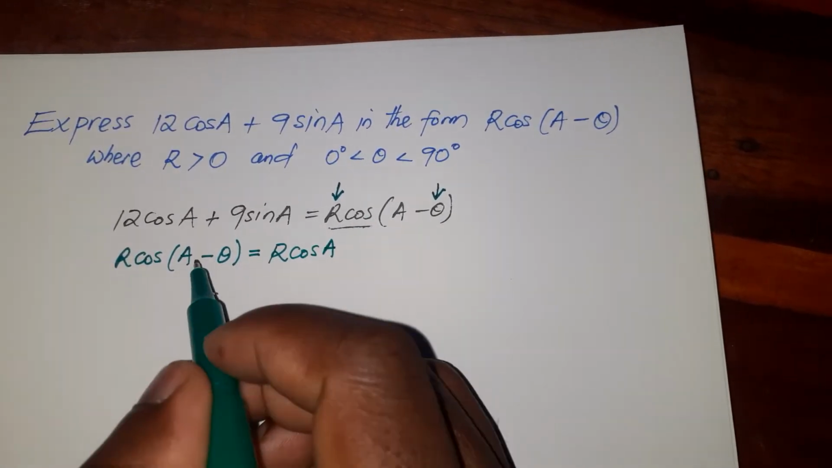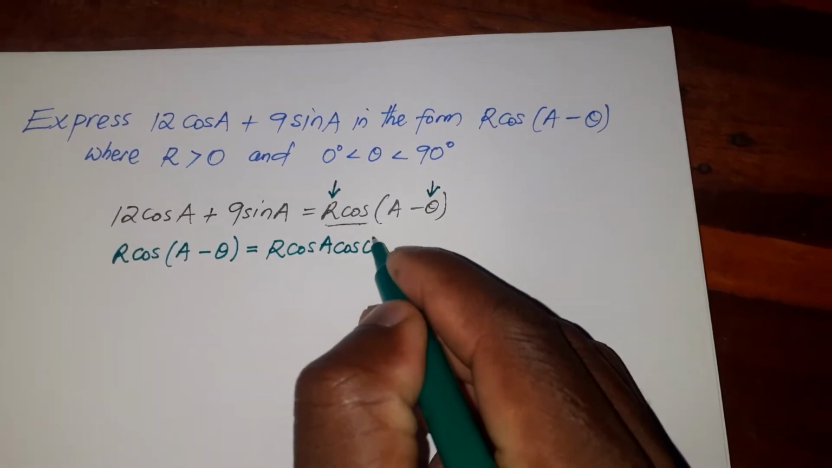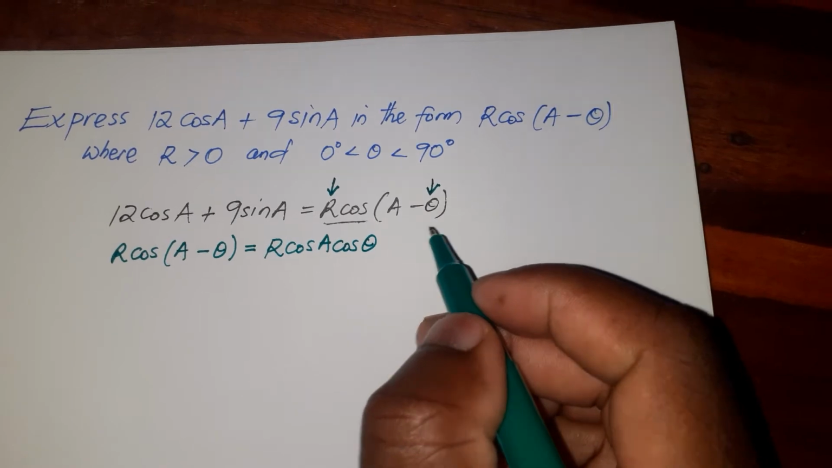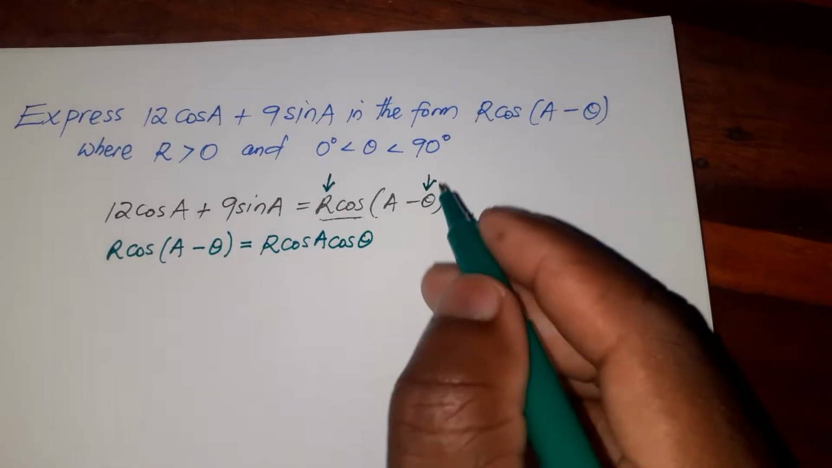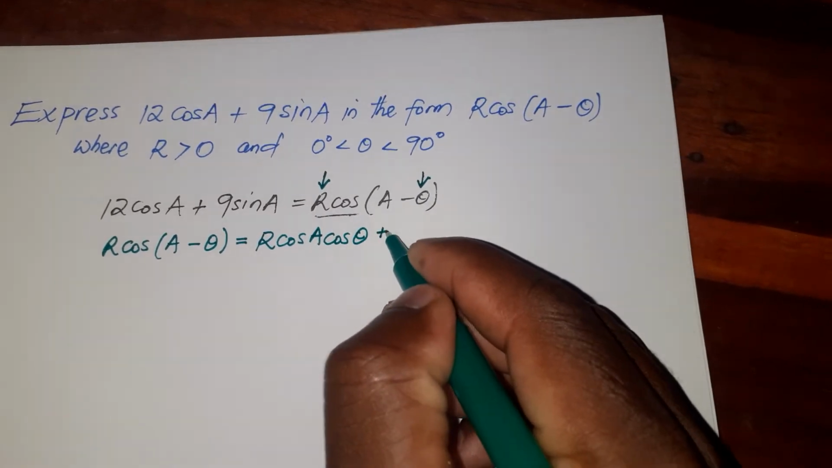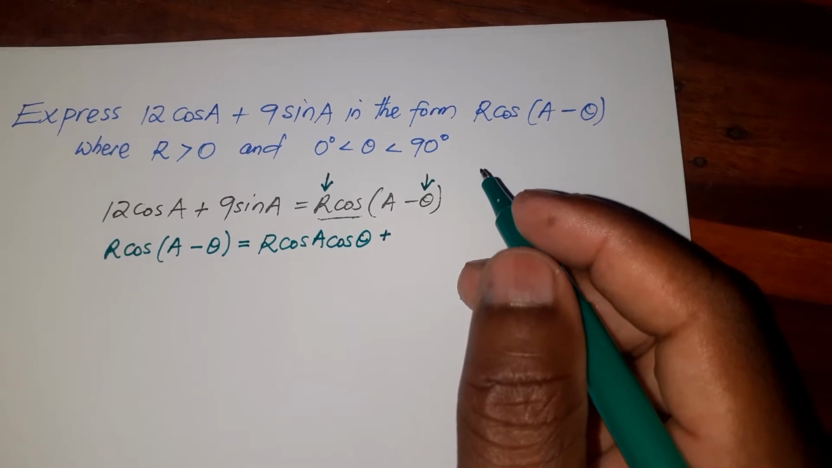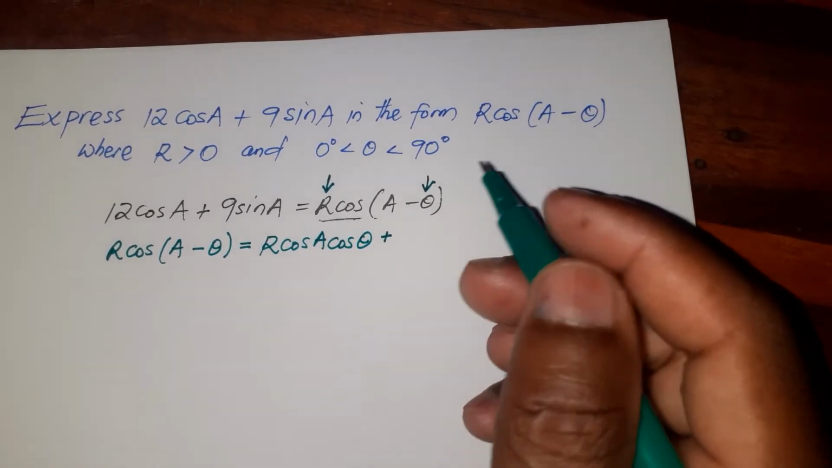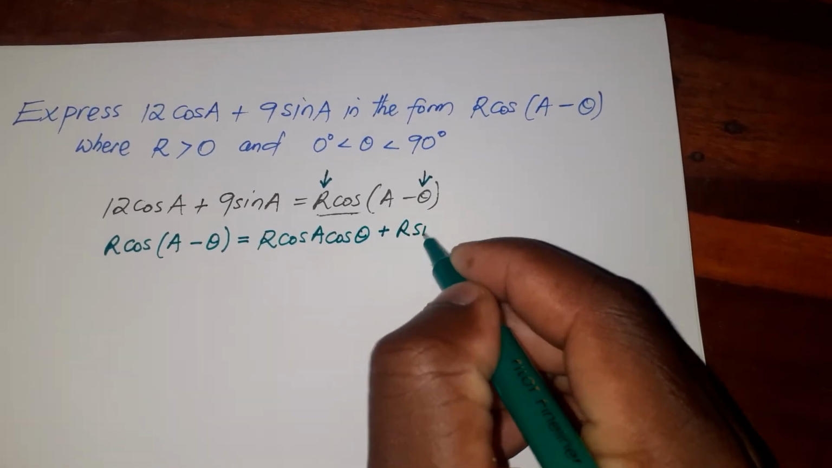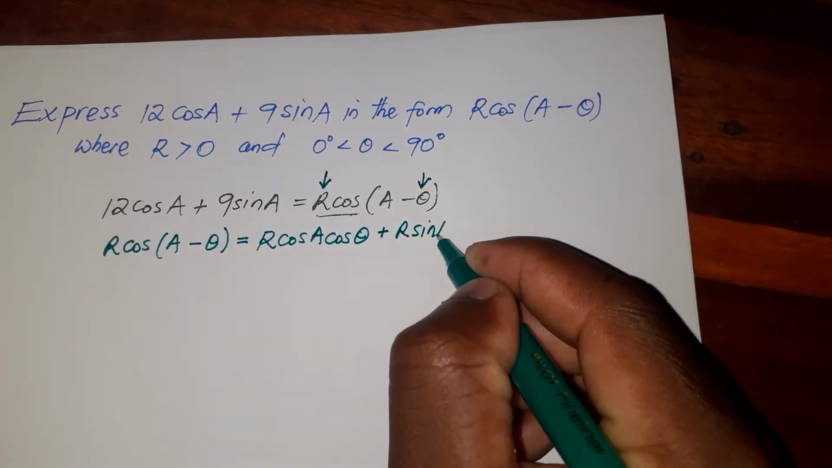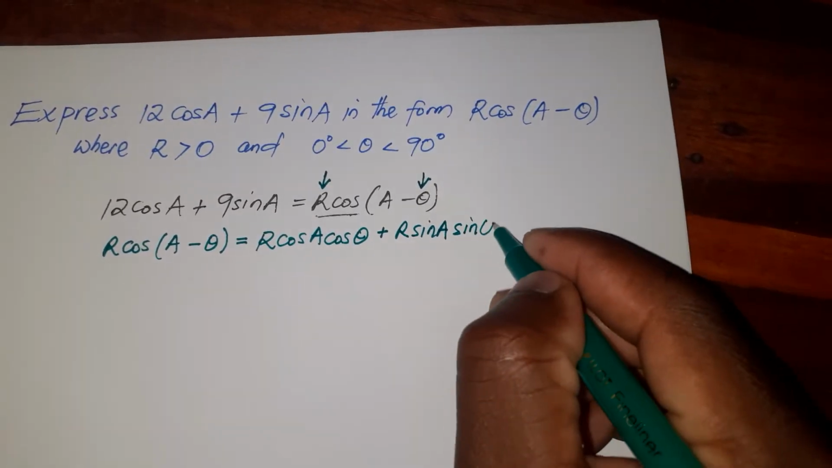and cosine theta. Because of that minus, with cosine we should have plus. Then what we have this side is R sine A sine theta.